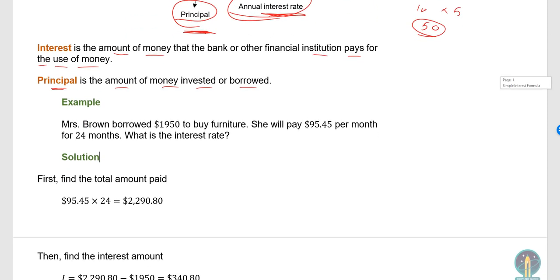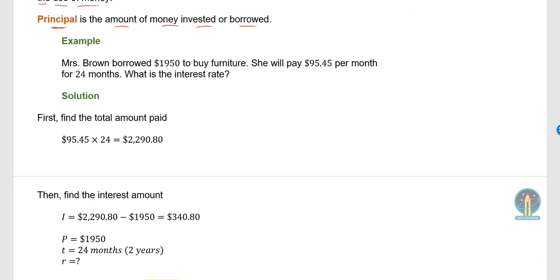Let's look at an example. Mrs. Brown borrowed $1,950 to buy furniture. She will pay $95.45 per month for 24 months. What is the interest rate?